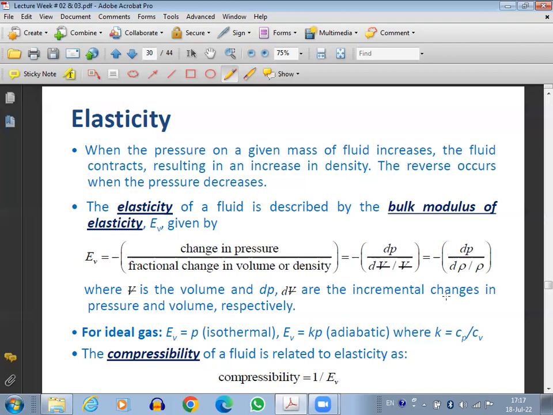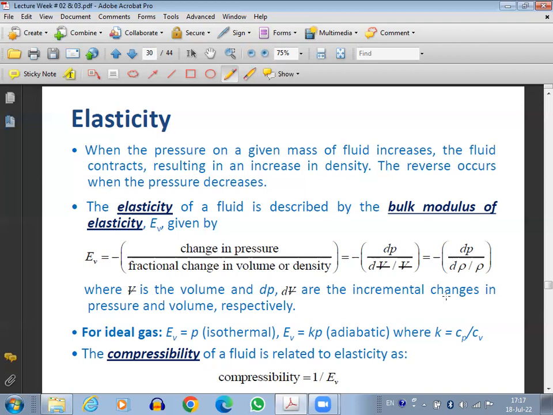Sometimes you have a fluid, and if you apply pressure, the fluid will contract, and when you release, the fluid will return back. Same concept: you apply the pressure, you apply the force, it will deform, and then when you release, it will return back. That's why it is given the name elasticity. The opposite is also possible: you release the pressure, so the fluid will expand, then you again apply the pressure, it will contract. So both ways are possible.